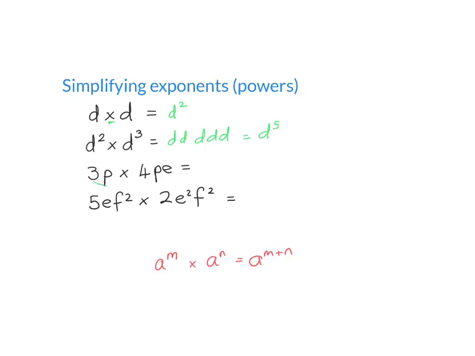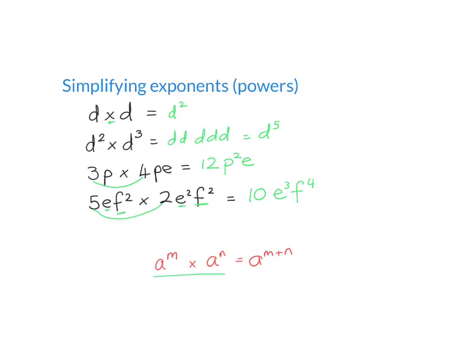If you have numbers involved, you multiply your numbers first. 3 times 4 is 12, times p times another p would be p squared, times an e. So when the letters are next to each other, it means that they're multiplied. Remember, we don't use the multiplication sign. 5 times 2 is 10. I've got 1 e and I've got e times e, so that's e to the power 3. I've got f times f times f times f, so that's f to the power of 4.